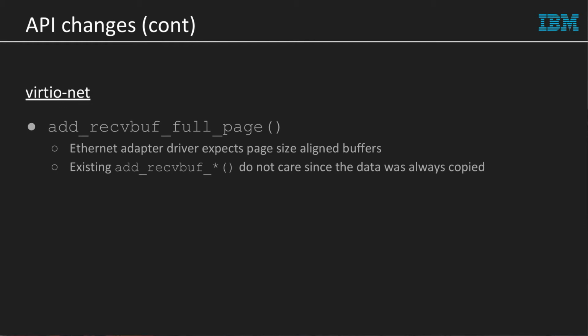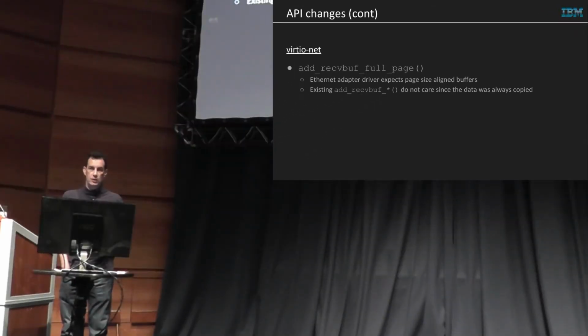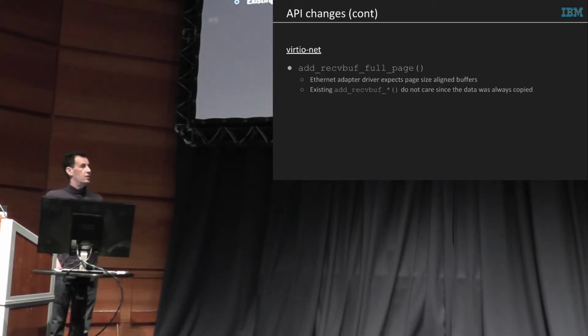We had to change virtio-net a little bit. We wanted to save effort and cycles on translating virtio descriptors to pages and vice versa. So we added a new allocation method that allocates an entire page for a single virtio descriptor.